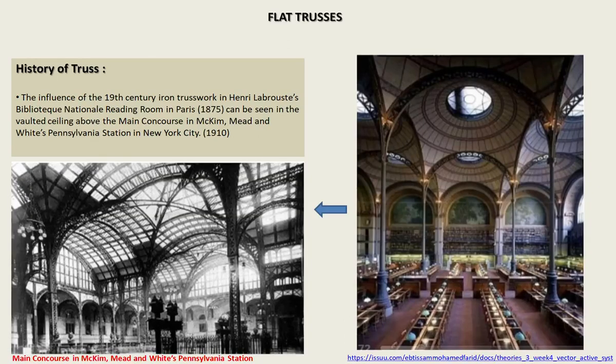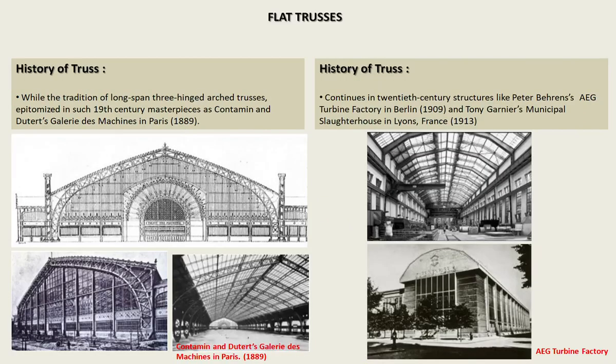The influence of the 19th century iron transport in Henri Labrouste's Reading Room in Paris can be seen in the vaulted ceiling above the main concourse in McKim, Mead and White's Pennsylvania Station in New York City. The tradition of long-span arch trusses, optimized in such 19th century masterpieces as Contamin and Dutert's Gallery of Machines in Paris, continues in 20th century structures like Peter Behrens's AEG turbine factory in Berlin and Tony Garnier's municipal slaughterhouse in Lyons, France.